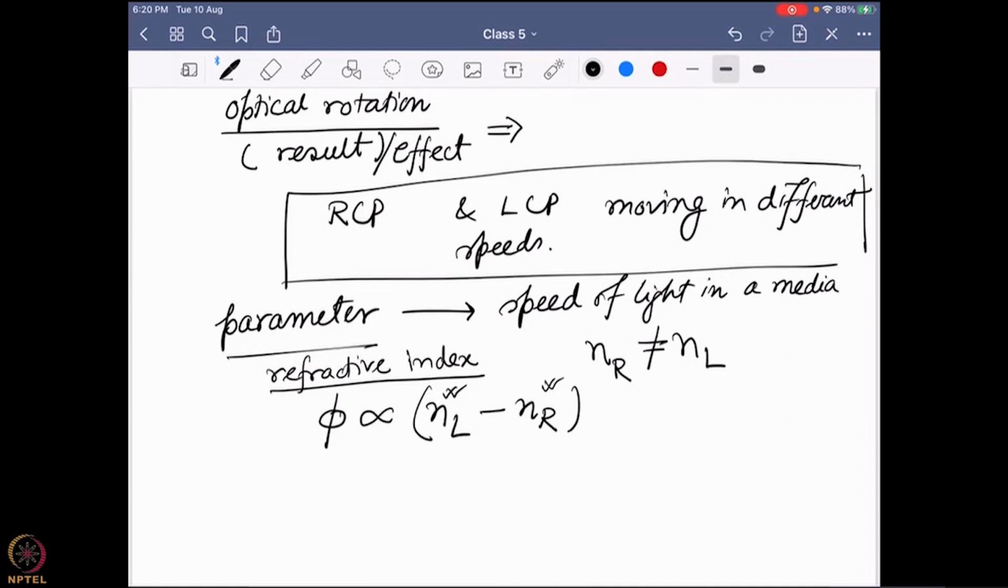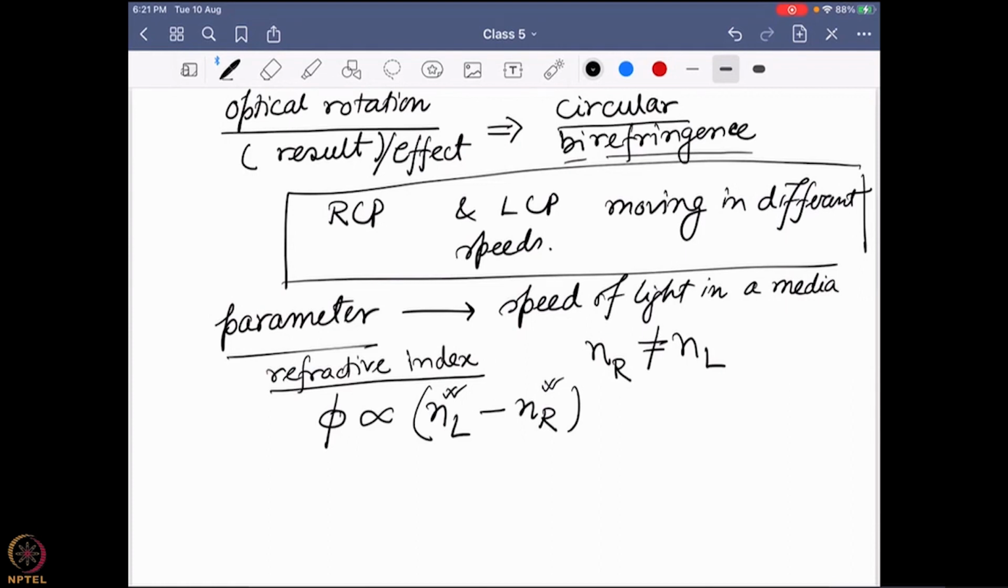So that is why the phenomenon we are seeing over here is known as circular birefringence. Here circular stands for the fact that we are looking at circularly polarized light. Bi means different, and refringence is connected to the refractive index. So what it is saying in short is that circularly polarized light, right hand and left hand, have different refractive indices. And that is why we are seeing this optical rotation.